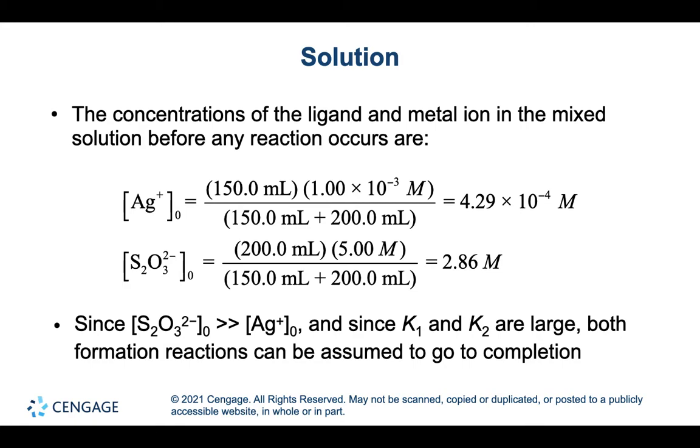Now, since this thiosulfate is so much larger than the silver, and the fact that the Ks are large, we can treat this as stoichiometry. When you have a large K, you can assume the reaction goes far to the right. You can assume it's just like stoichiometry. So what we're going to assume here is that the reactions go all the way to completion using up all of our silver, with the S2O3 2- being left over as excess.